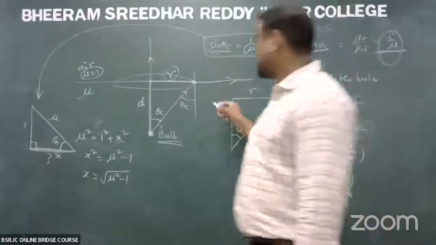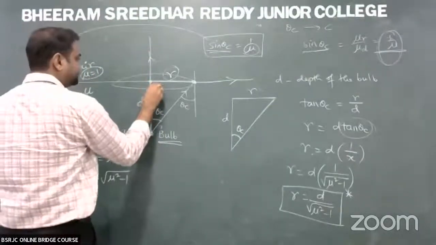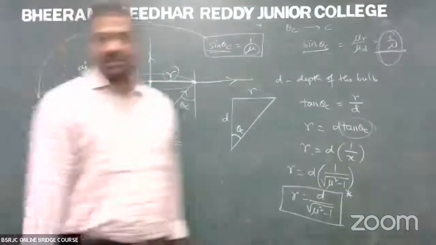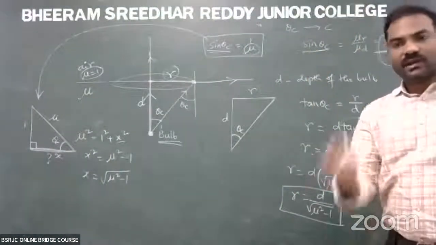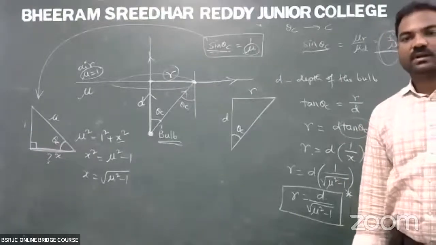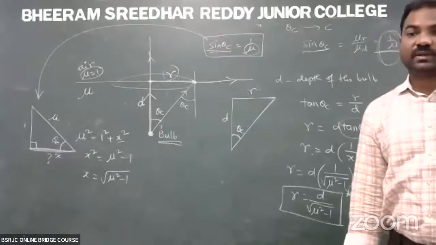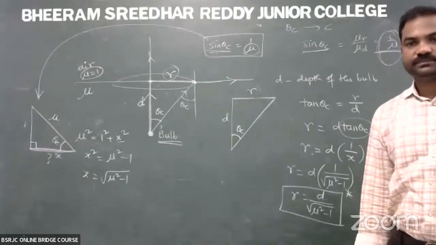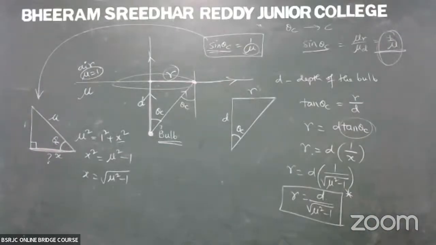For normal incidence, see it this way. This ray is incident at 0 angle. If the angle of incidence is 0, then it will refract at 0 angle, so the ray does not deviate. Sharon, understood? Ray does not deviate when the angle of incidence is 0. That's called normal incidence. Clear? So write it down. If you have any doubt, let me know, I'll discuss.